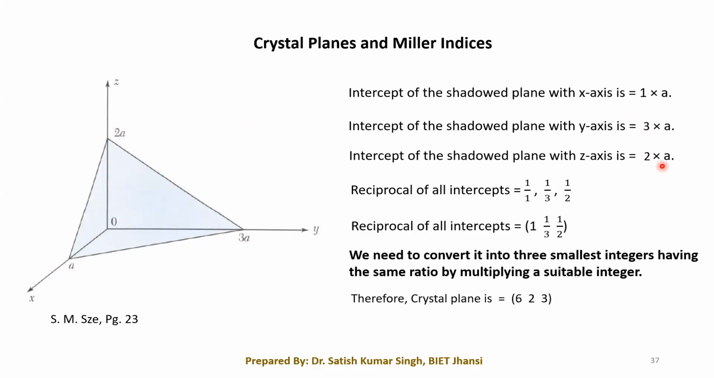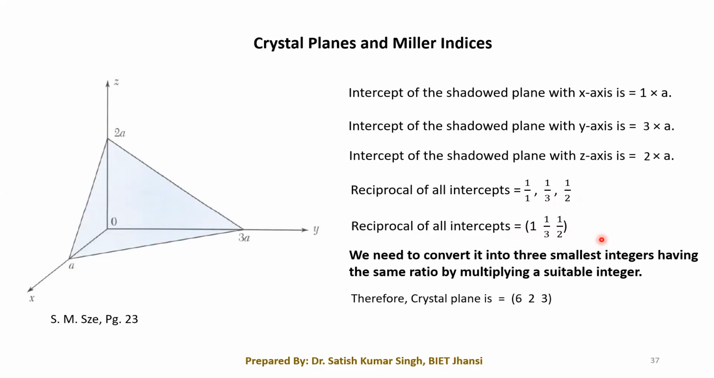Now again we have to calculate the reciprocal of all the intercepts. The reciprocals are 1 upon 1, 1 upon 3, and 1 upon 2. So finally the reciprocals of the intercepts that we are getting are 1, 1 upon 3, and 1 upon 2. In the case of Miller indices, when we want to represent a particular crystal plane, all three digits should be integers. It should not be a fractional number like 1 upon 3 or 1 upon 2.